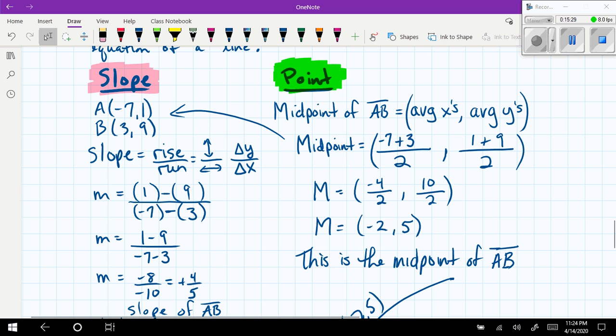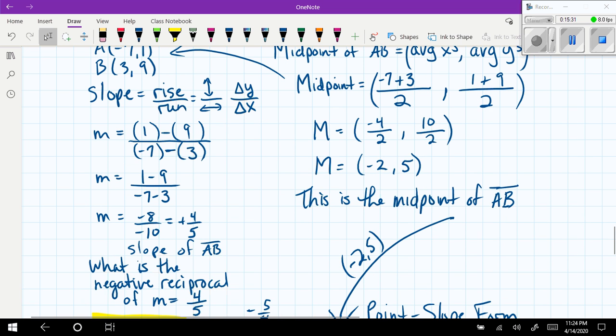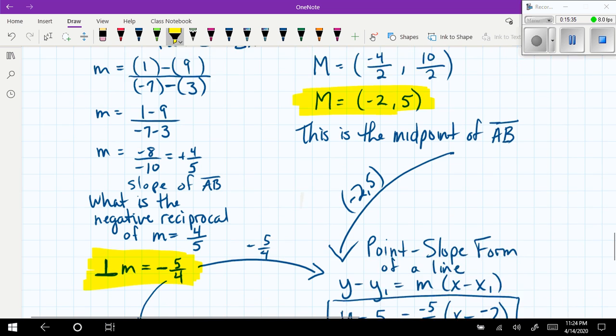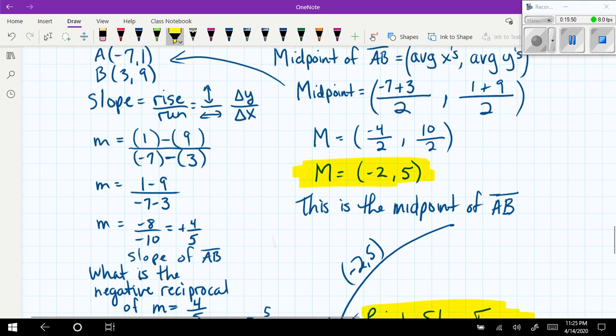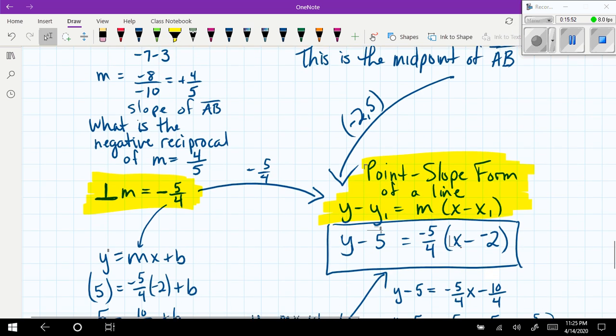And I played with my point over here, and I got the midpoint, which was negative 2, 5. This is what I needed to use. I put those together in something called point slope form, and I end up getting my final answer. Does that look nice? I hope so. Alrighty. Yeah, I think we're good.